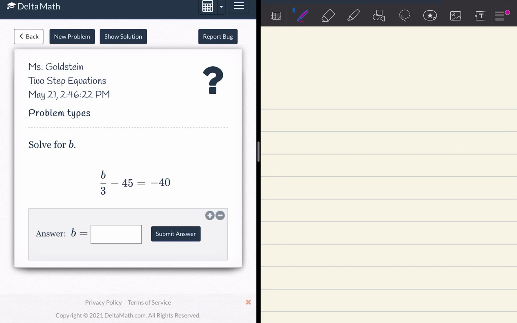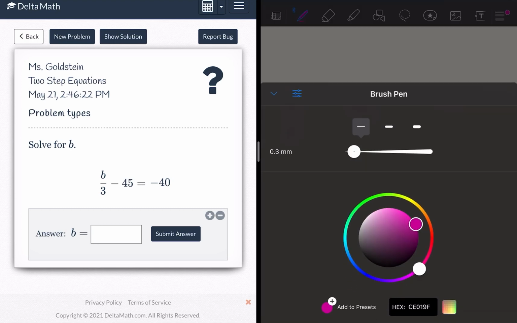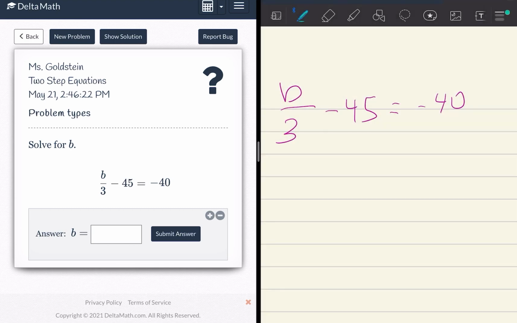So our first problem is b over 3 minus 45 equals negative 40. Now we want to get the letter b by itself. There's two things happening to it. So when we solve two-step equations, we always want to deal with the number that is furthest away from the variable. So I mean the one that's not directly touching the variable. So if you see 3 is like right underneath, that's closest. So I'm going to deal with the minus 45 first.